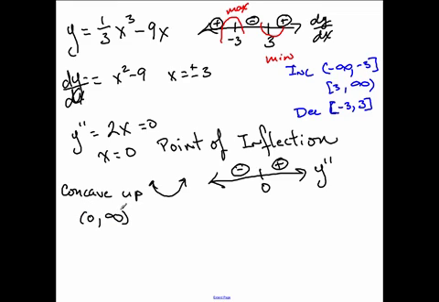Concavity is a shape, not a value. Okay, so you need to make sure when you do this that you put that. And then of course it's going to be concave down from negative infinity to 0. Once again, putting the parentheses instead of the bracket. Okay, and there you have it.